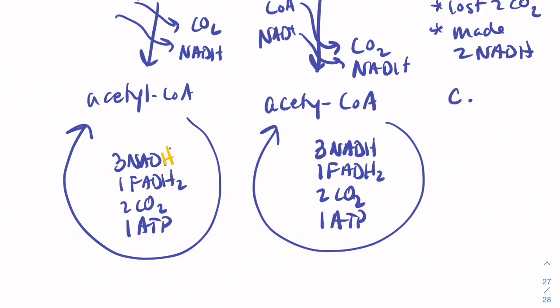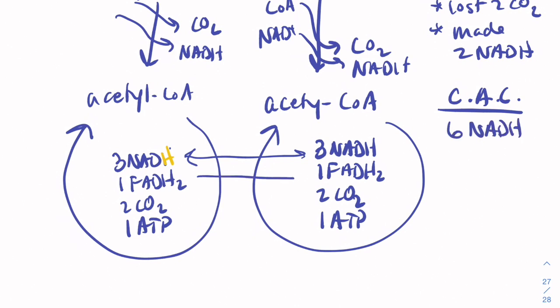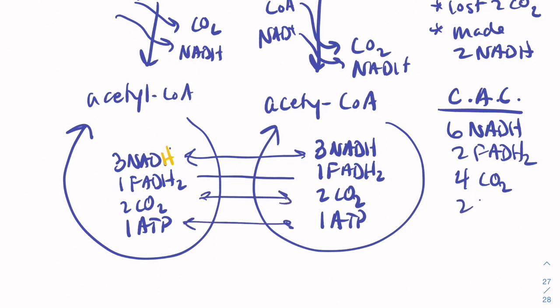So for the citric acid cycle, and again, we're in the mitochondria here, we have to add these two together, don't we? So we got a total of 6 NADH, a total of 2 FADH2s, produced 4 CO2s, and we got a total of 2 ATP there.